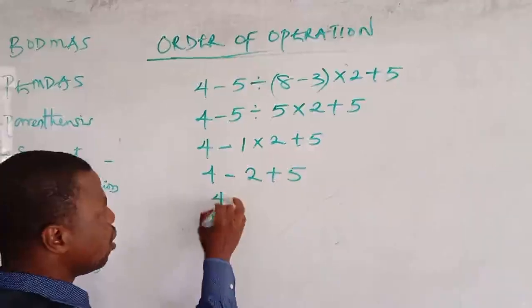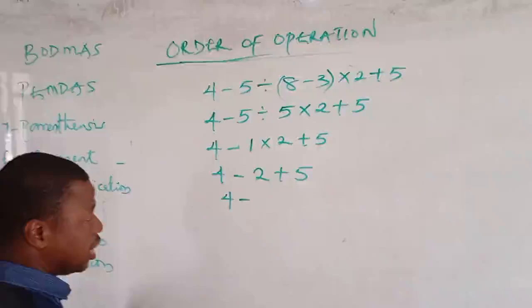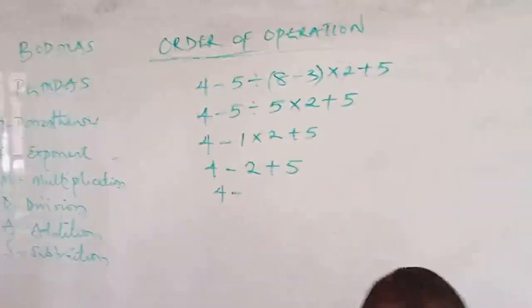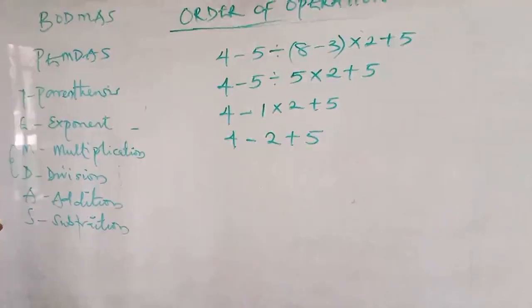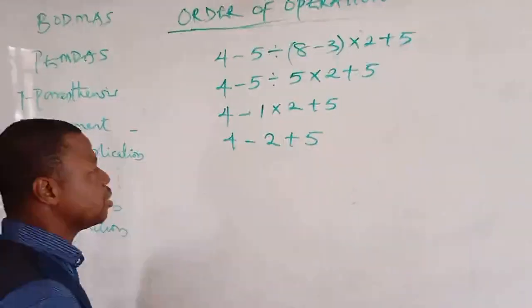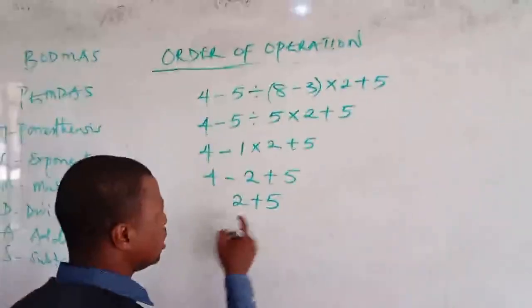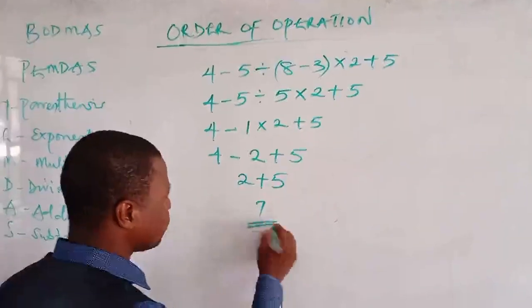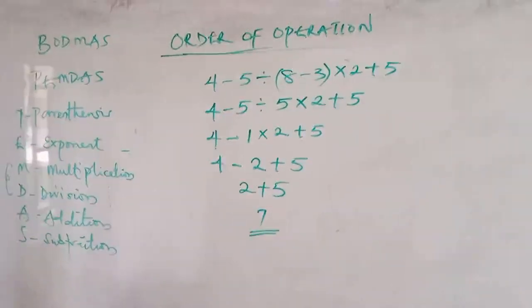Then this is 4 minus 1 multiplied by 2, that is 2 plus 5. Then this is 4 minus 2 plus 5, or let's attack the subtraction first. 4 minus 2, that is 2 plus 5. Then 2 plus 5, that is 7. So this is the correct answer.